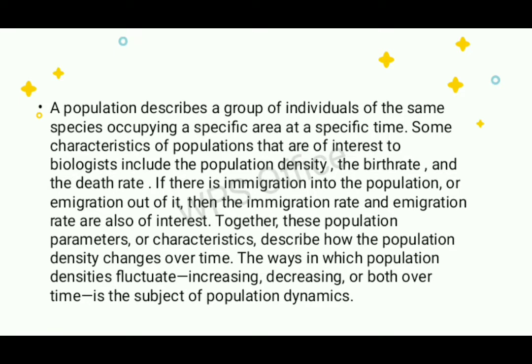Together, these population parameters or characteristics describe how the population density changes over time. The ways in which population densities fluctuate, increasing, decreasing, or both over time, is a subject of population dynamics. For example, the abundance of a given species, for example a snail, might be controlled by the abundance of organisms that have a negative effect on the species of interest, such as competitors, predators, and diseases.